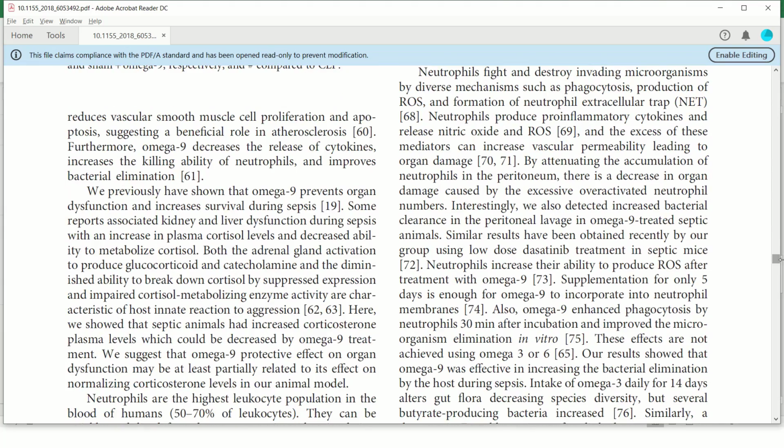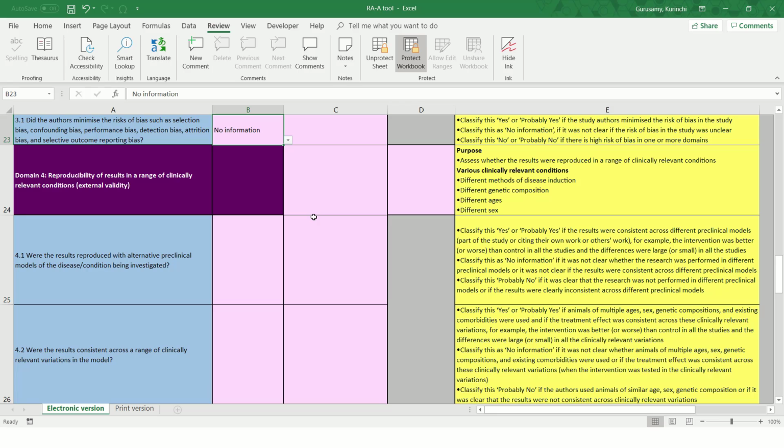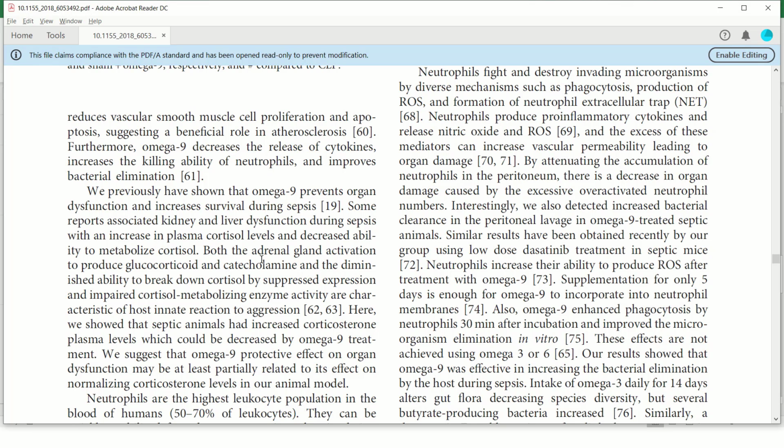We have previously shown that omega 9 prevents organ dysfunction and increases survival during sepsis. So they have shown it, but again, in which model they don't say. So we cannot say that's in mice. We cannot say it was a similar group of mice, like male mice and so on. We can't say that, so we don't know that.